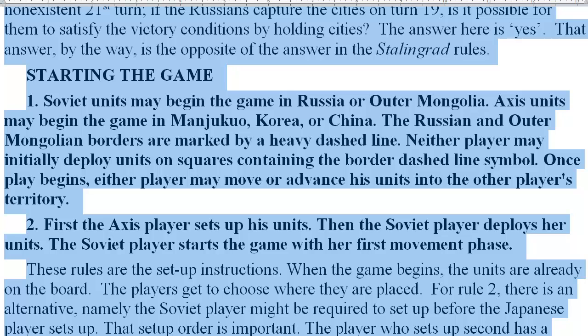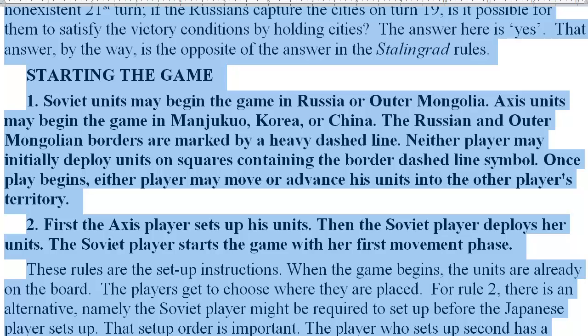We now reach the game's start rules. The map board is divided by a border that separates Russia and Outer Mongolia from the areas under Japanese control. The Soviet units start the game in Russia or Outer Mongolia. The Japanese and Manchukuo and Inner Mongolian units start in Manchukuo, Korea, or China.